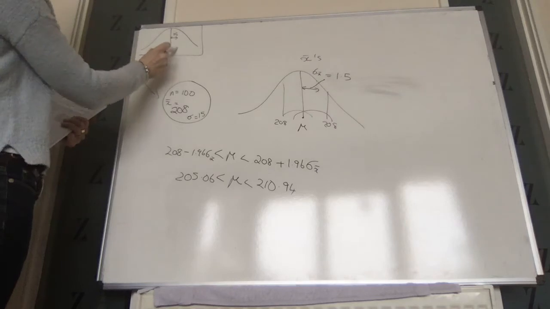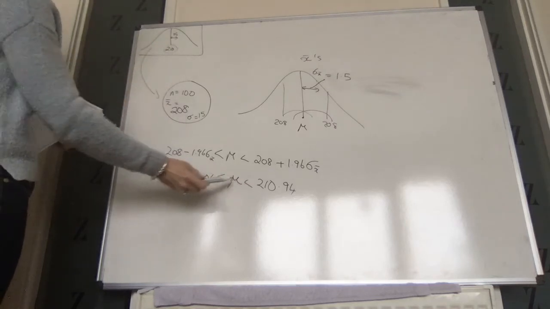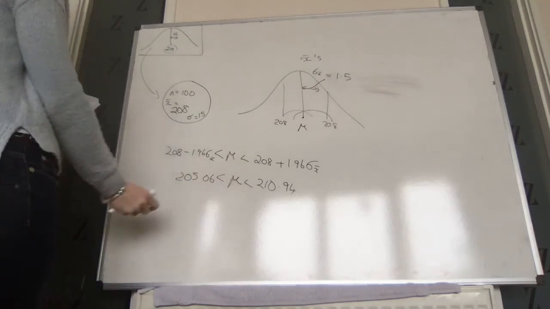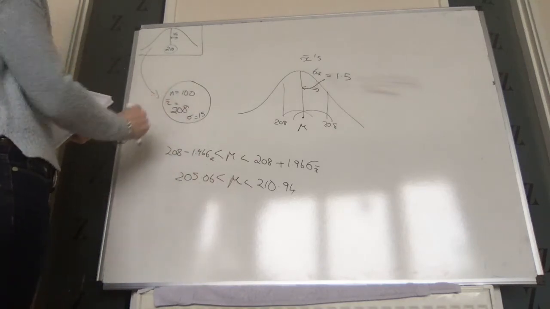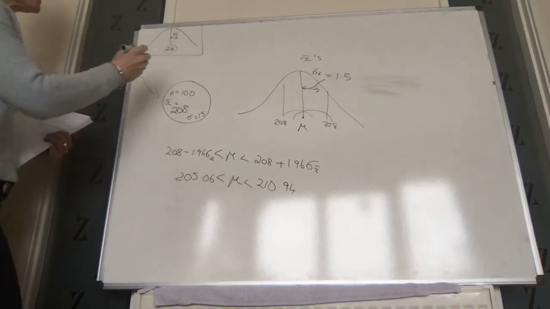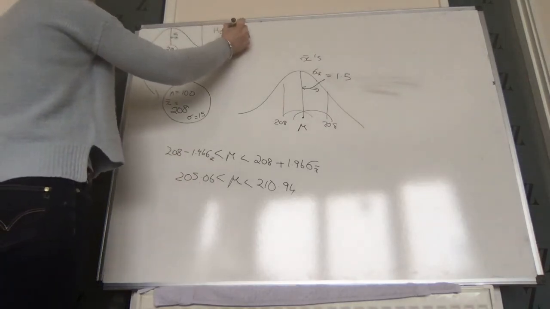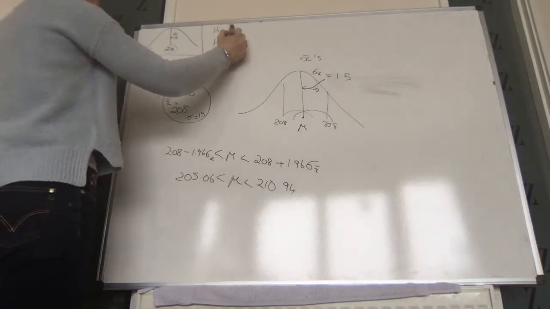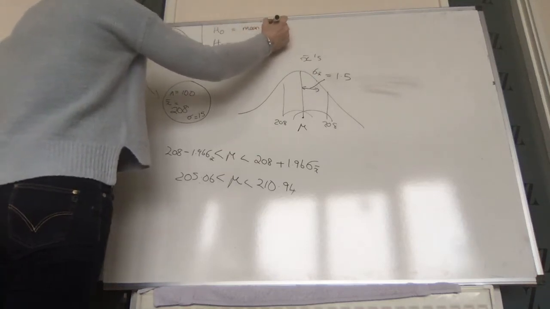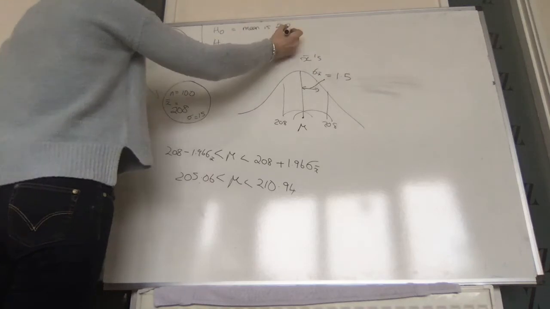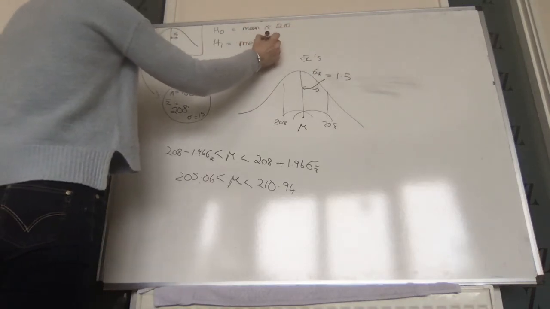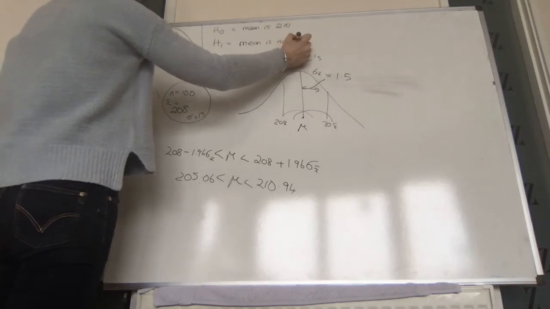Well, 210 does lie inside this interval. So because 210 lies inside the interval that has been created by our sample, then we can say, no, it hasn't changed. Now, they do ask us to state the null hypothesis and the alternate hypothesis. So our null hypothesis is the mean is still 210. It has not changed. The alternate is that the mean is not 210.